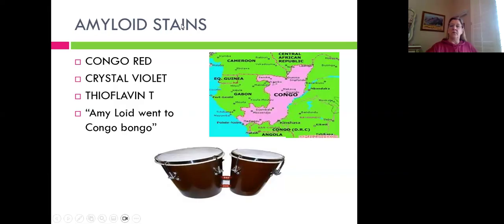So our amyloid stains, we have the Congo red, we have the crystal violet, and we have the thioflavin T.